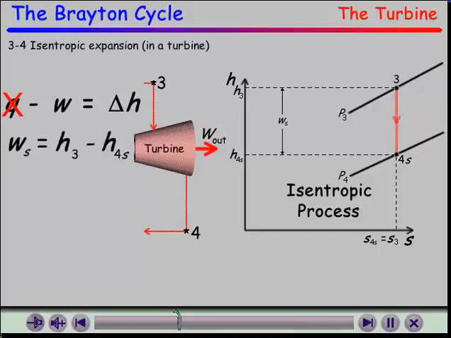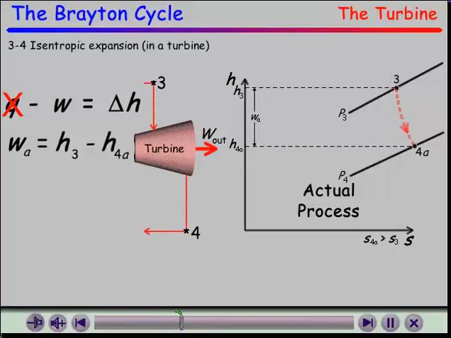H3 and H4S are the enthalpy values of the air at the inlet and exit states of the turbine. In the actual expansion process, H4A is the enthalpy value at the turbine's exit where an increase in entropy has occurred.